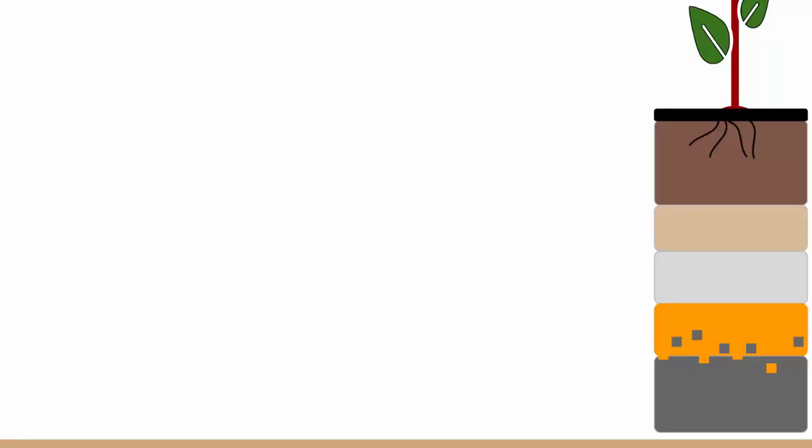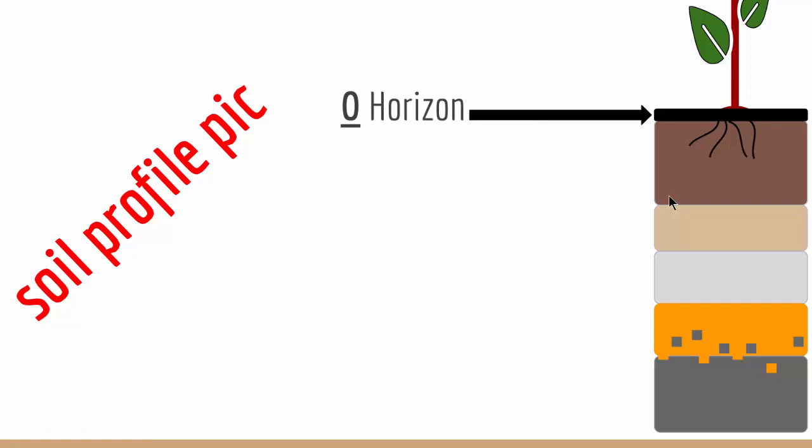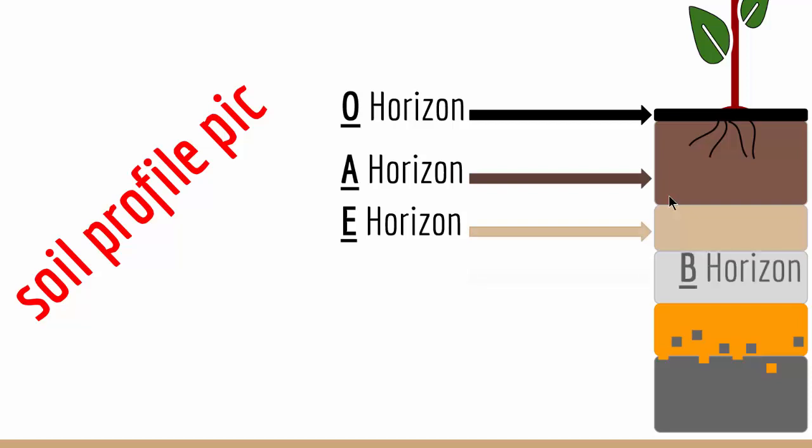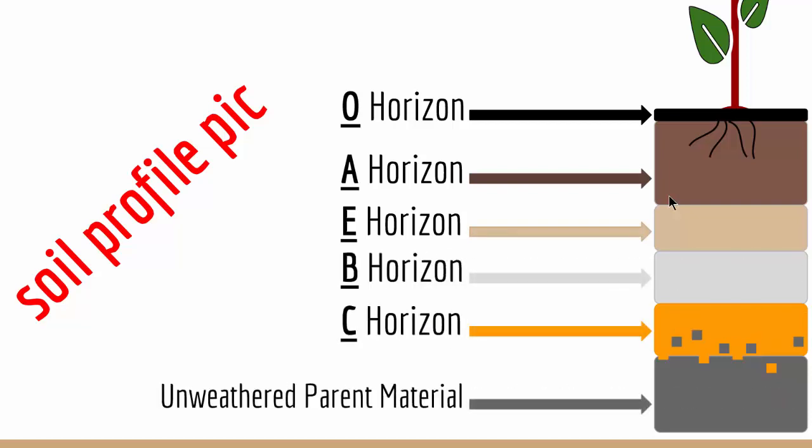So this is basically a profile picture of soil, and it is composed of the top layer, which is called the O horizon, and then after that comes the A horizon, and then the E horizon, and then the B horizon, the C horizon, and finally we get unweathered parent material. These are the horizons that you see if you dig a meter or two of soil.